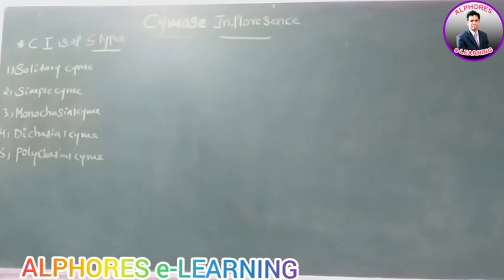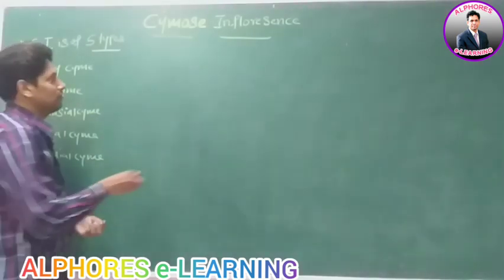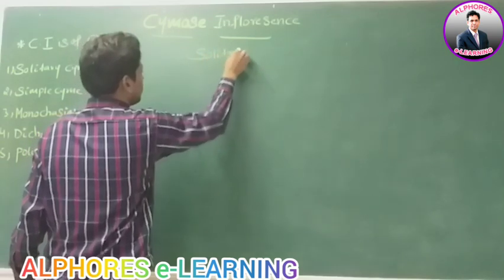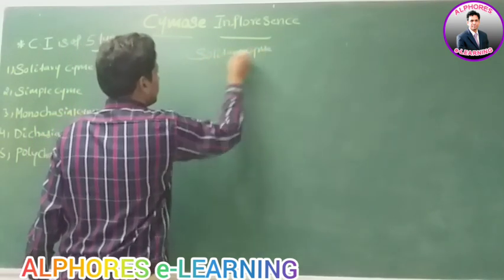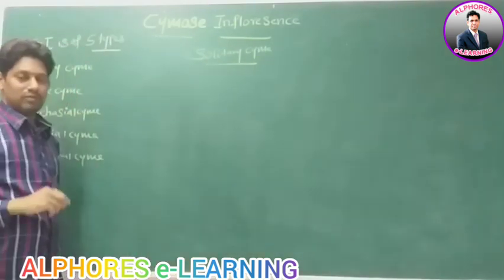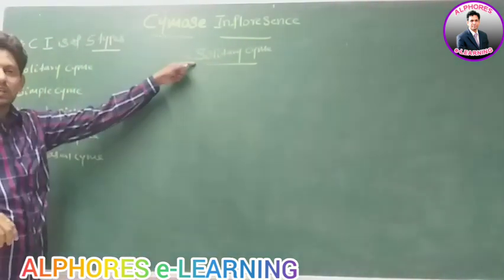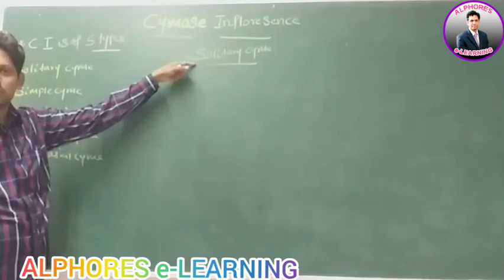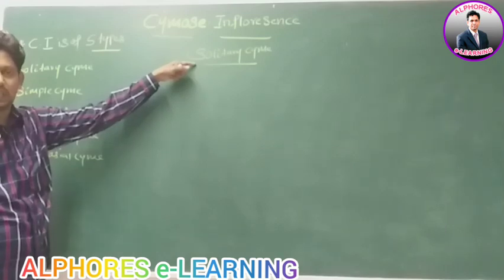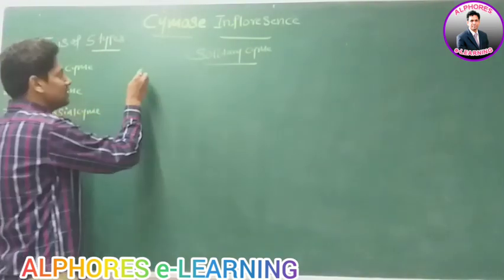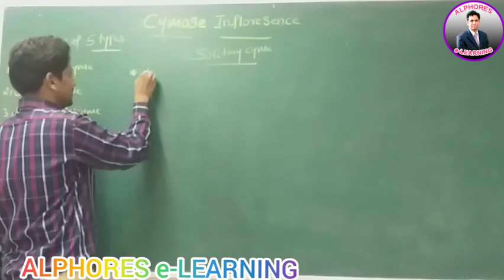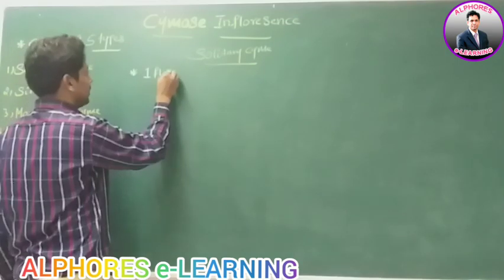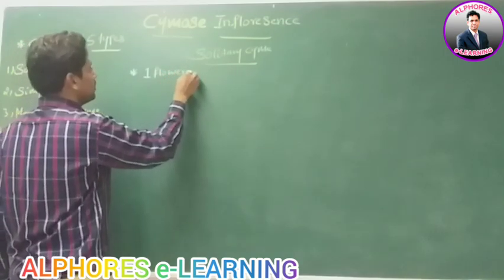Go for the first one, solitary cyme, right? Solitary means how many flowers? One flower, yes or no? Solitary means one, single. Therefore, solitary cyme means single flowered inflorescence, a one flowered inflorescence.